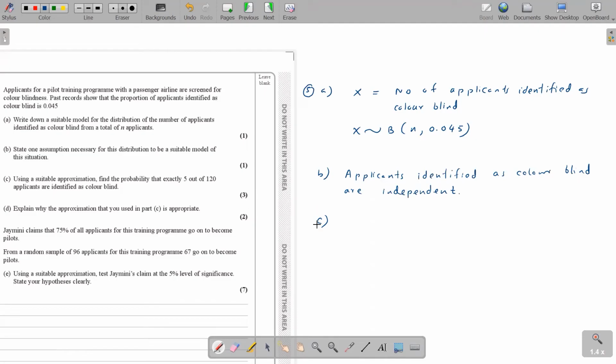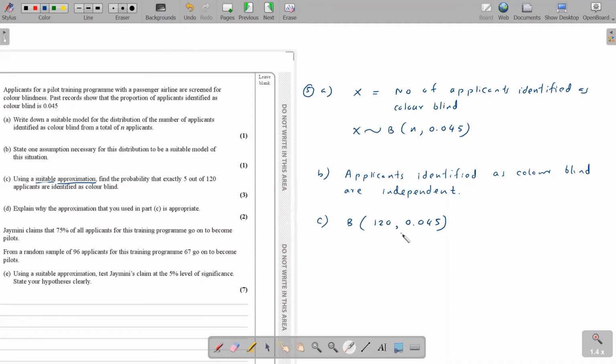Next one: using a suitable approximation, find the probability that exactly 5 out of 120 applicants are identified as colorblind. They use the words using a suitable approximation. So from binomial, we need to go to either Poisson or normal. Here you decide which one you need to go to. X follows a binomial distribution. Find the probability of exactly 5 out of how many? 120. So n is 120, and the probability of success is 0.045. They have told you to use a suitable approximation. Get the np. You can decide which way to go; basically there are two rules.